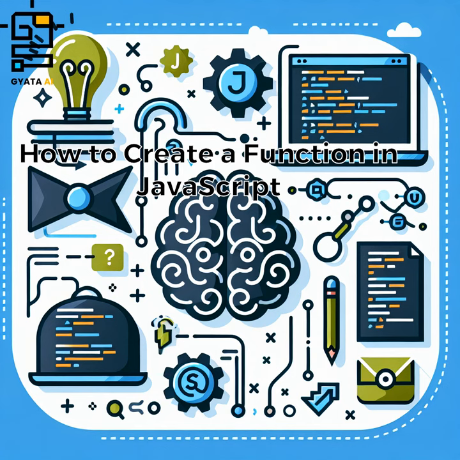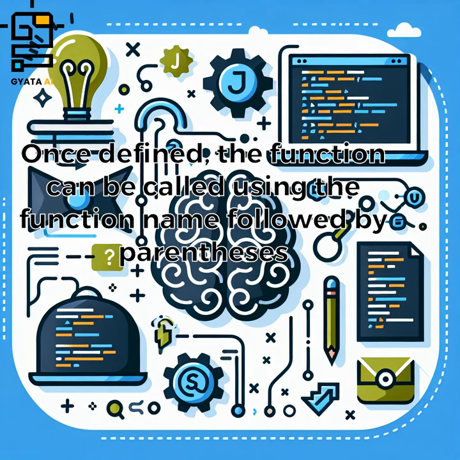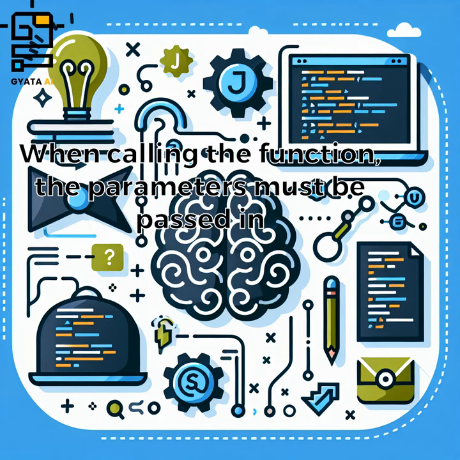How to create a function in JavaScript. A function is defined with the keyword function, followed by the function name and any parameters. Once defined, the function can be called using the function name, followed by parentheses. When calling the function, the parameters must be passed in.